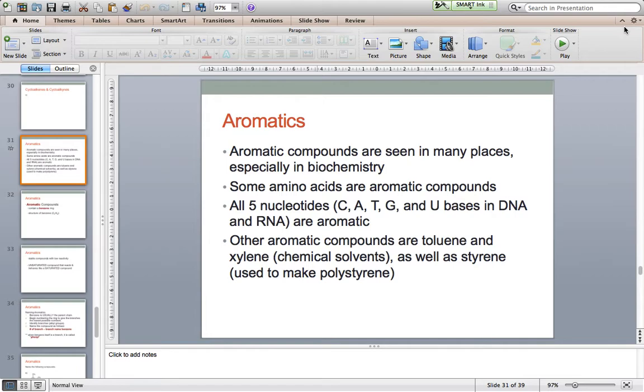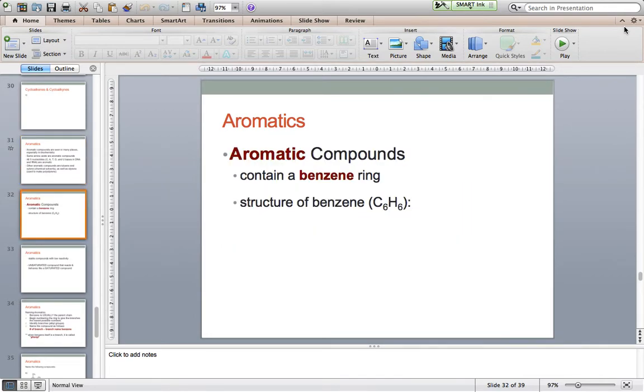So you can see where aromatics are found in biological compounds as well as man-made or synthetic compounds, and so why those might be important in the world. In order to be an aromatic compound, the compound must contain what's called a benzene ring. Okay? Benzene has the molecular formula of C6H6.